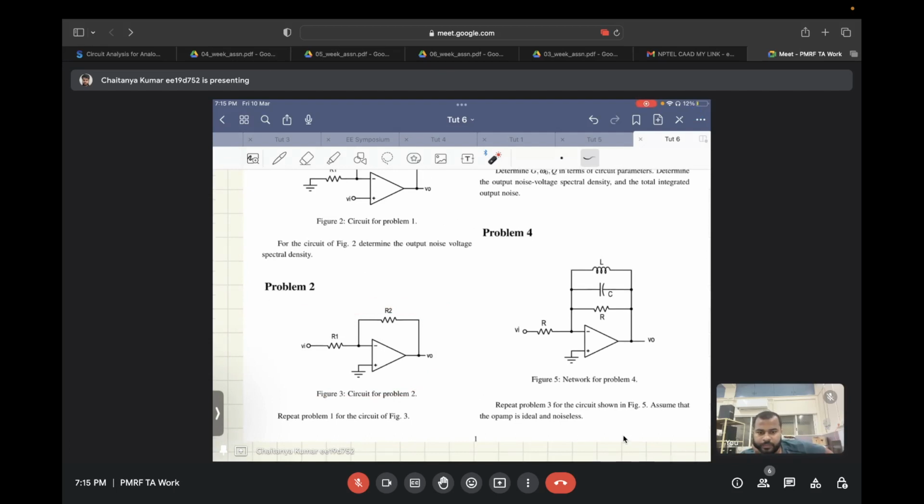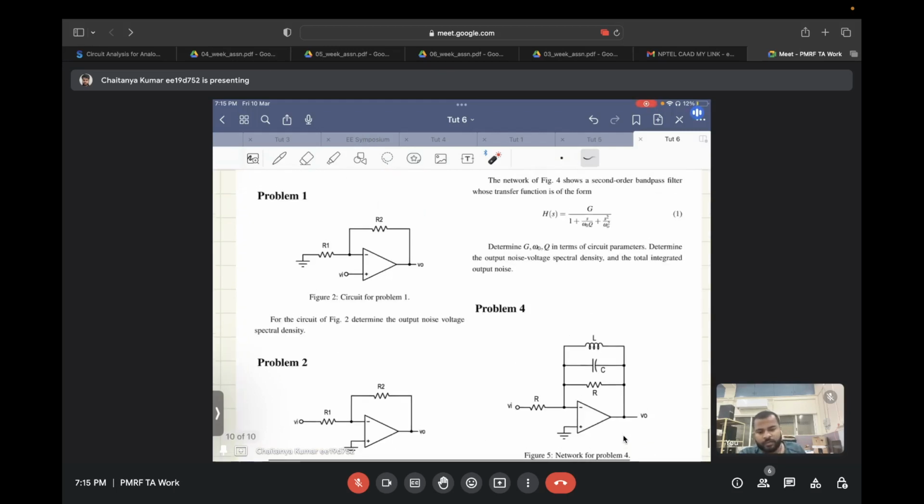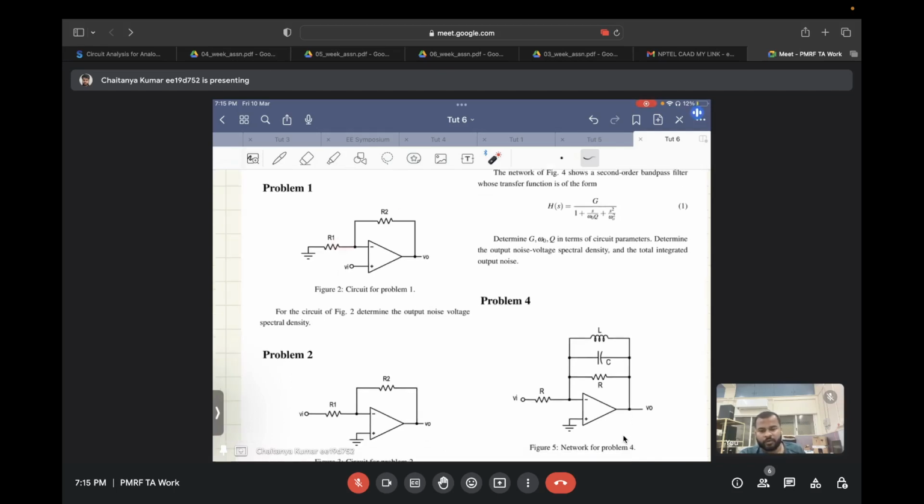So the noise spectral density will be only for kTR2 into modulus of H(f) whole square, sir, for problem 1? No, it's the complete output noise spectral density. Both of them will contribute to the output noise spectral density. It will be for R1 as well as R2. It won't be like only R1 or only R2. For problem 2 also same thing, sir. Yeah, correct.